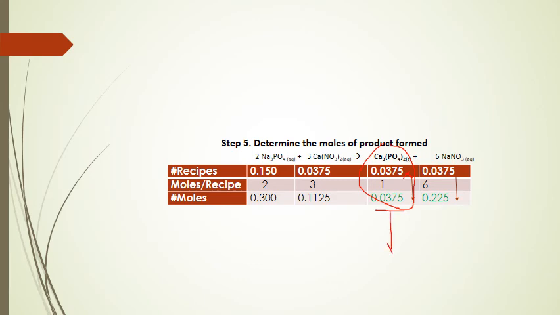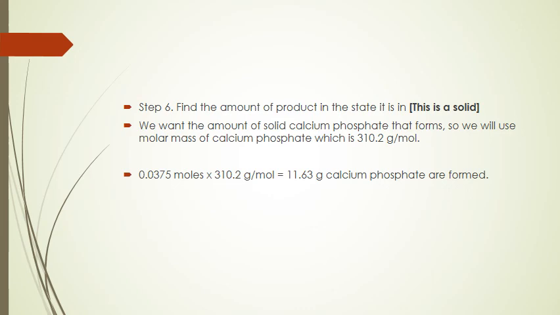Next thing you have to do is figure out how many grams that is, because it's a solid. So we're going to use molar mass. Okay, and because it's solid, you use molar mass. The molar mass is 310.2 grams per mole. Multiply moles times molar mass, and you get 11.63 grams of calcium phosphate formed. Okay, so this is a double replacement precipitation reaction.